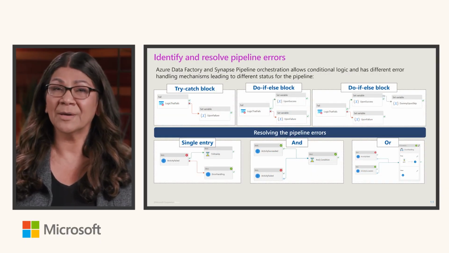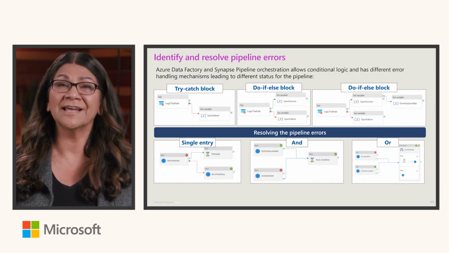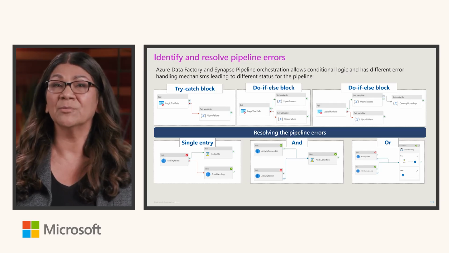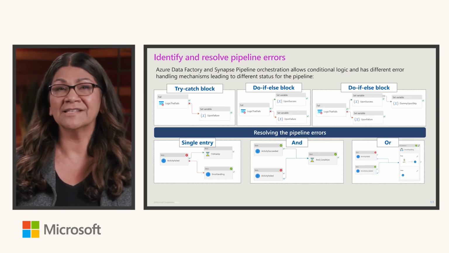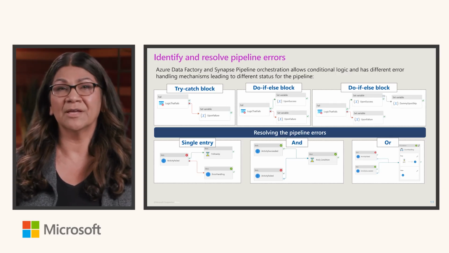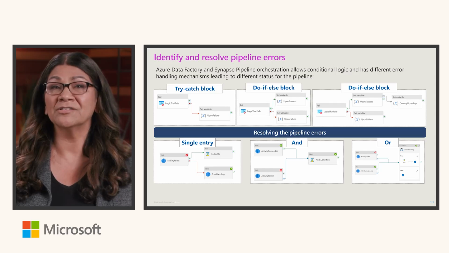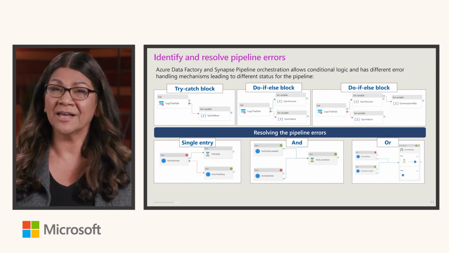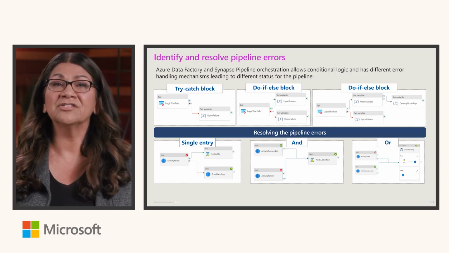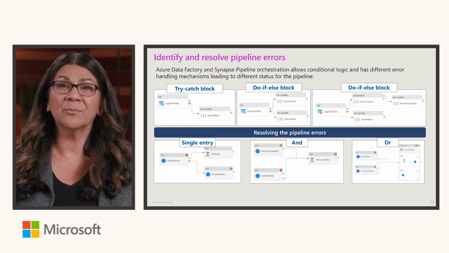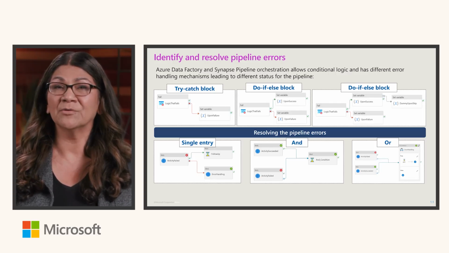In Microsoft Fabric, Azure Data Factory, and Synapse Analytics, mastering conditional execution is key. Pipelines support 4 conditional paths: upon success, upon failure, upon completion, and upon skip, letting you build robust, fault-tolerant workflows. You'll need to know how to use error handling patterns like try-catch, do-if-else, and do-if-skip-else, each affecting whether a pipeline run is marked as success or failure.